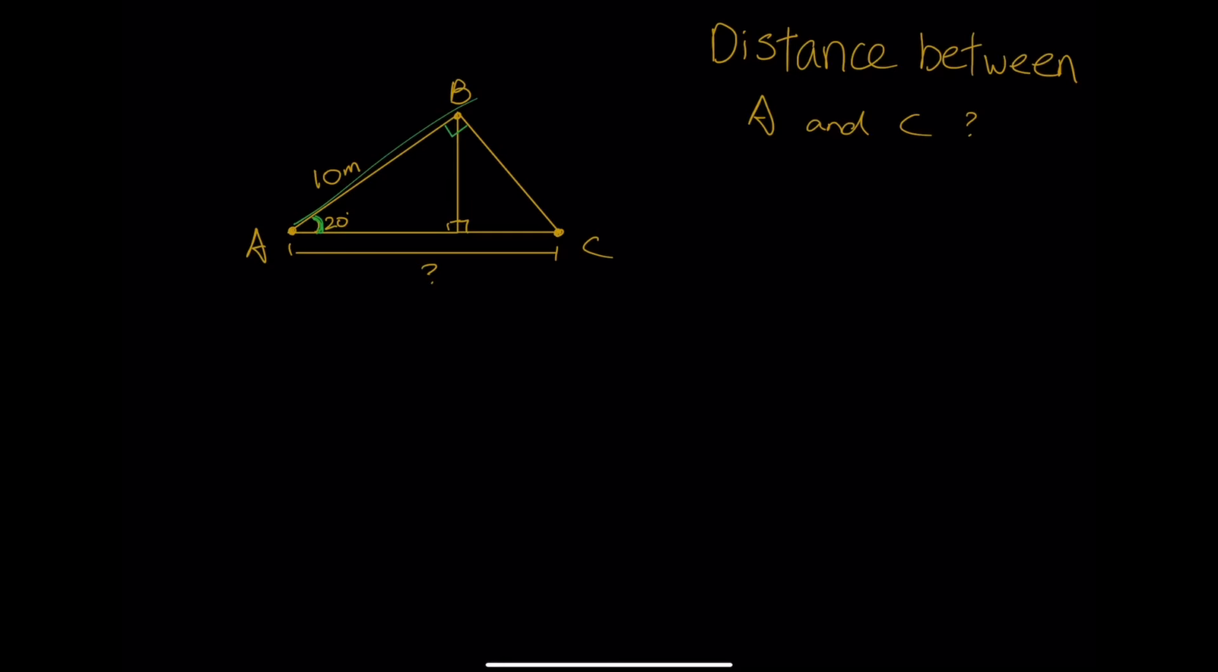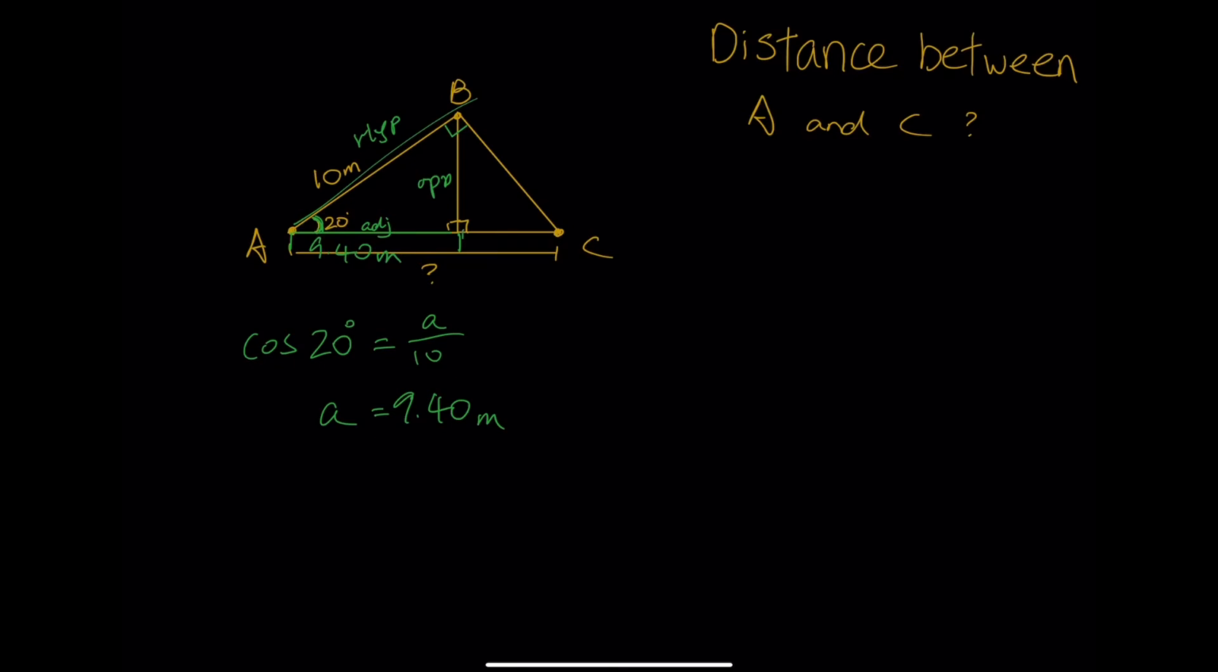So here we want this length first. That will be adjacent, and we have opposite as well as hypotenuse. Adjacent and hypotenuse, that's cosine. So cosine of 20 degrees is equal to adjacent over hypotenuse, 10 meters. So our adjacent will be 9.40 meters. So the length from here to here is 9.40 meters.